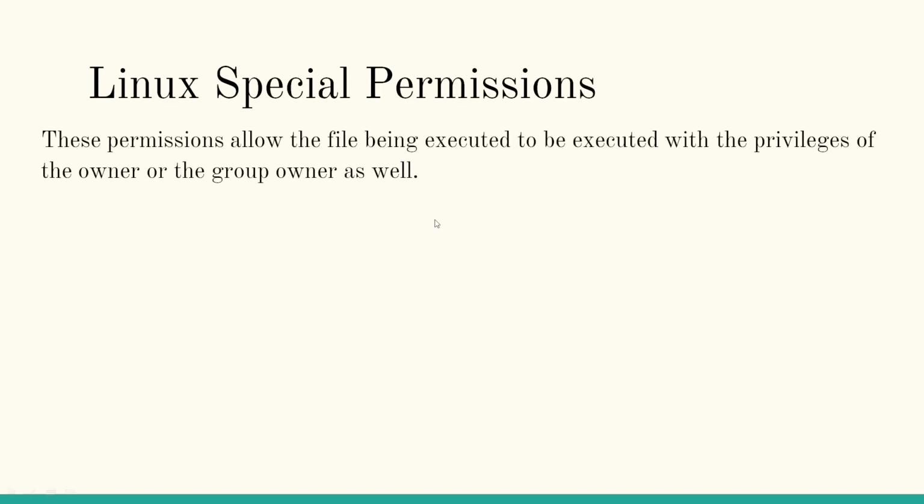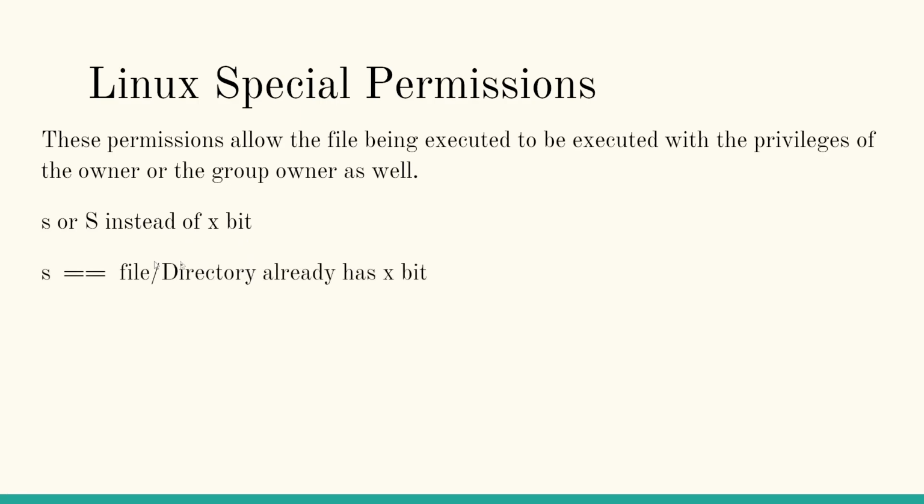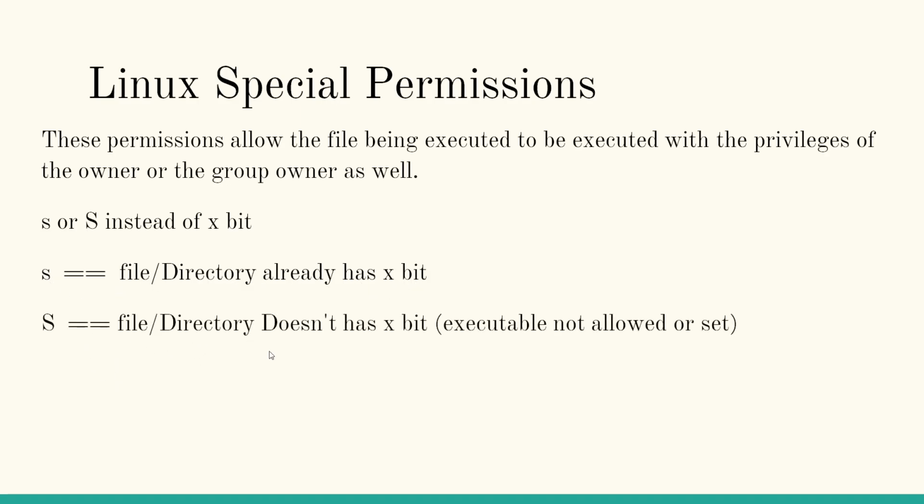Now, in Linux, we have special permissions as well, not just read, write, execute. These permissions allow the file to be executed with the privileges of the owner or the group owner. So for example, we have the s small or S capital instead of the x bit. So the file or directory already has the x bit when it is s small. But when it is S capital, this means that it doesn't have the x bit, executable not allowed or set.